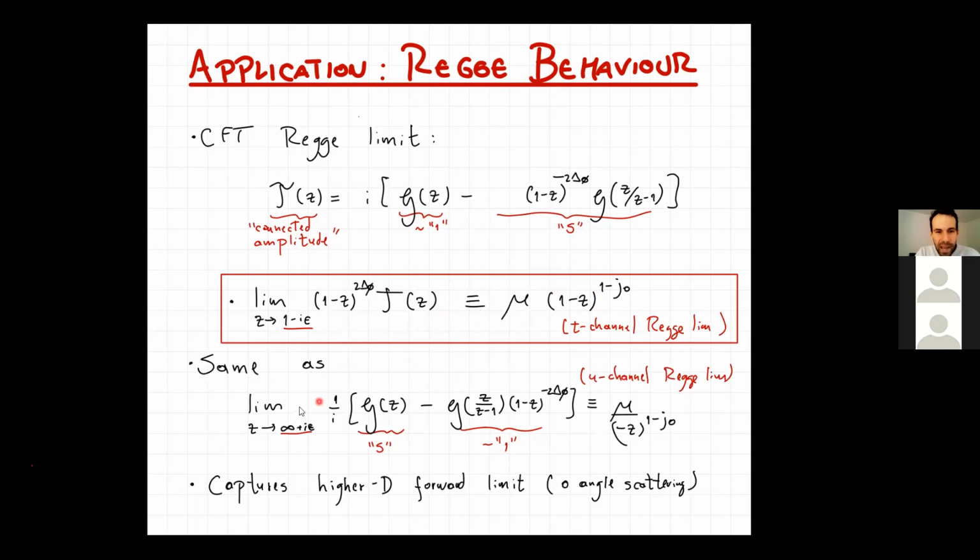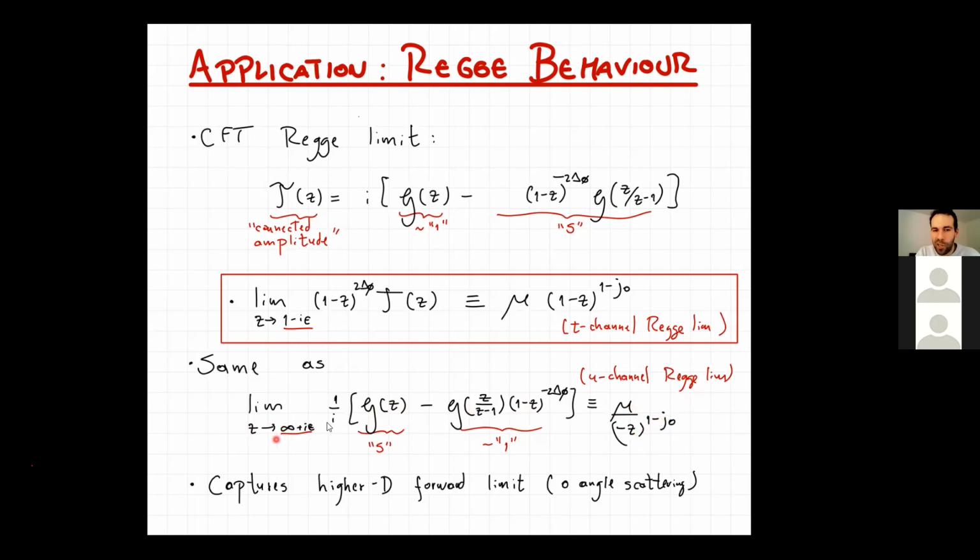Notice that this is the same as a different limit. It's the same as a limit where you send z to infinity. You just need to do a transform. So you transform z to z minus 1, and these terms will swap places. This will be the 1, and this will be the s term. And so in this limit, this will behave in the same way. So I just have to do a change of variables.